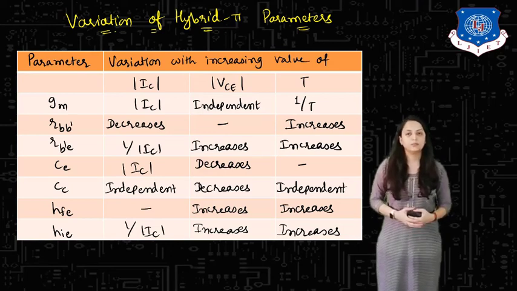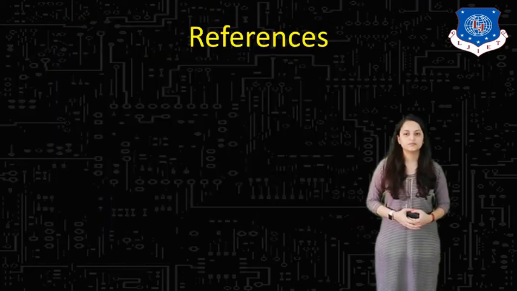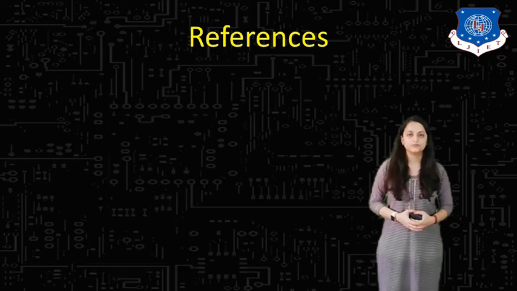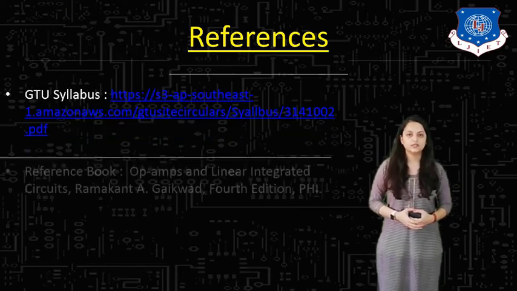So this is the table which indicates the variation of hybrid pi parameters. I hope that all these topics are clear to you now. These are the references.